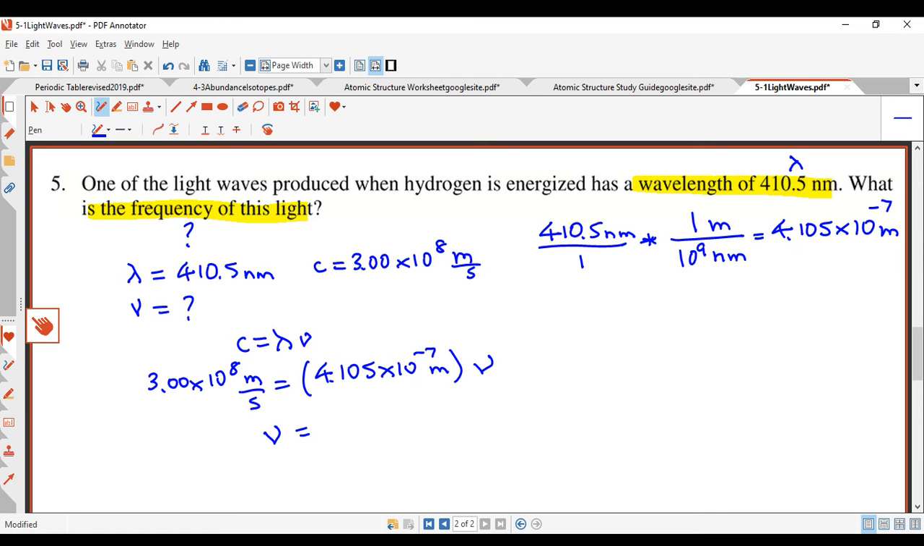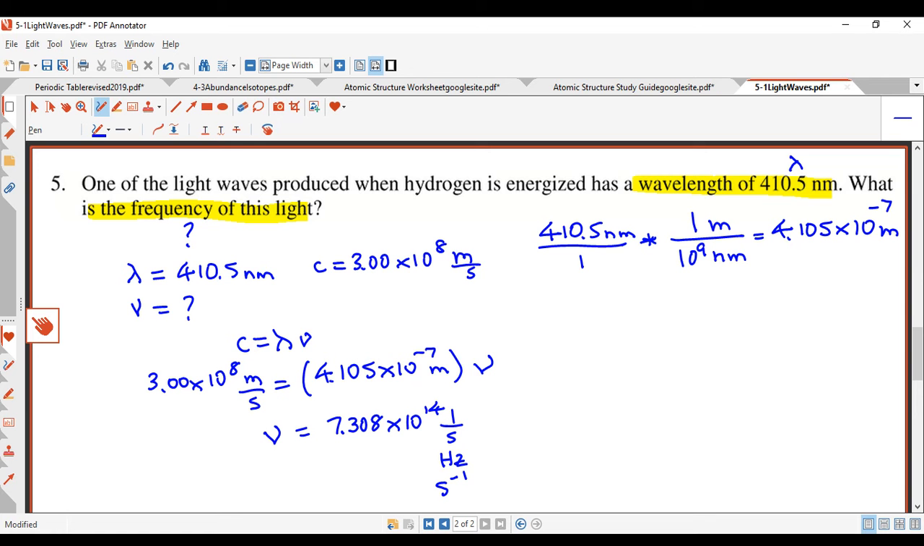So we have 3 times 10 to the 8th divided by 4.105 times 10 to the negative 7th, and we get 7.308 times 10 to the 14th, and that's either 1/seconds, or we could write it as hertz, or we could write the unit as s to the -1. Either one of those would be acceptable.